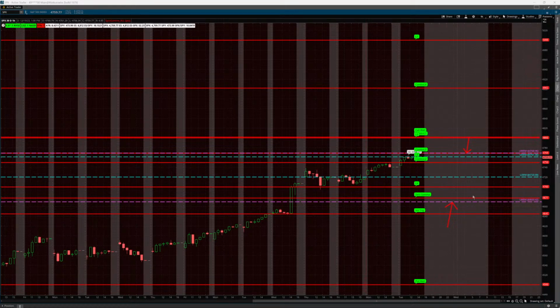I update that once a week over the weekend. It does not change until the next weekend, the next week. And then the dashed blue lines are showing the lower and upper daily expected move. And SPX has been trading above that level. Right now it looks like it's trading right around that level. That's updated once a day.